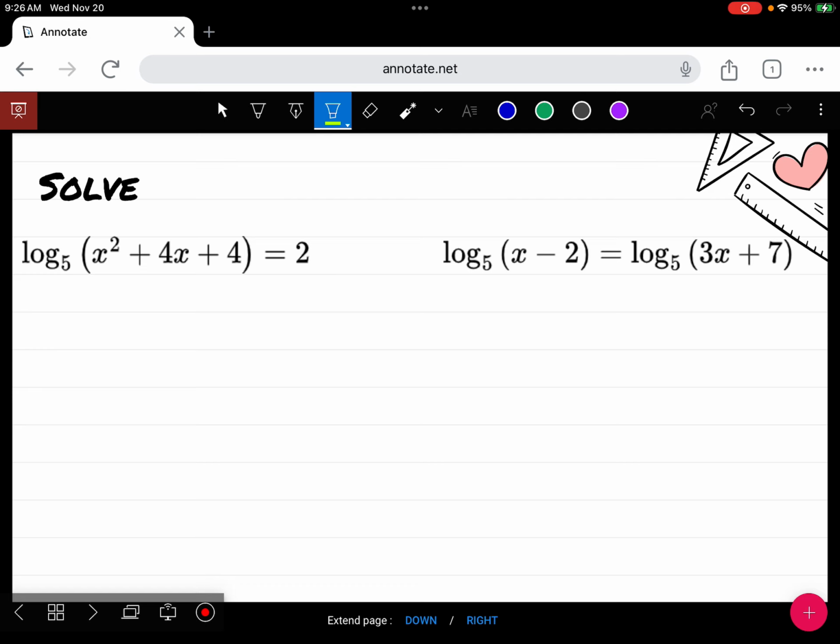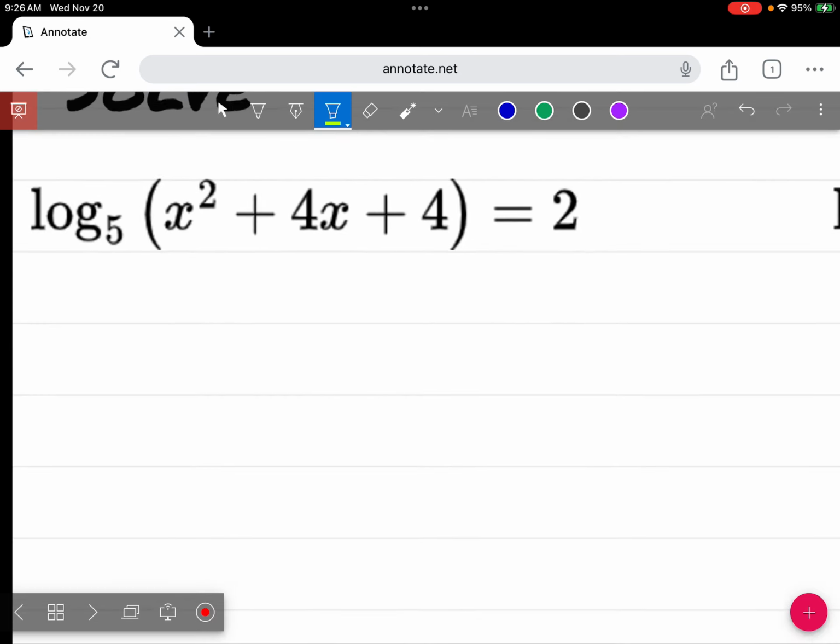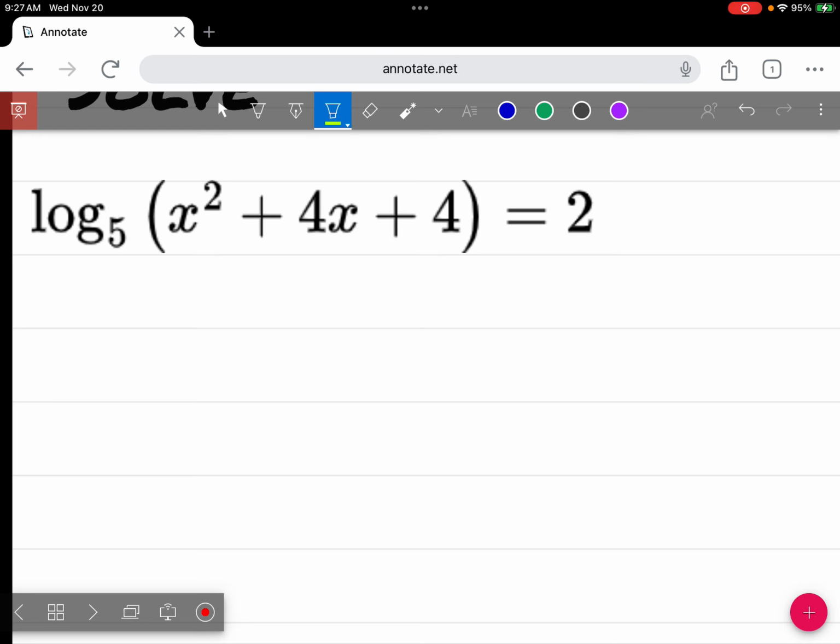What do we have here? What can we do on this left one? Say it louder. We don't want to factor right off the bat. Yeah, let's get it out of the log, because ew.